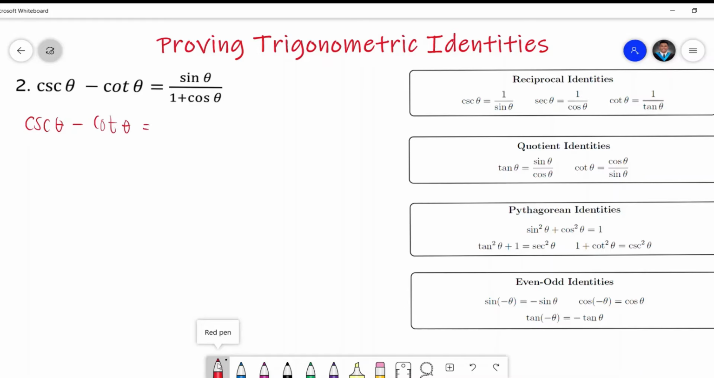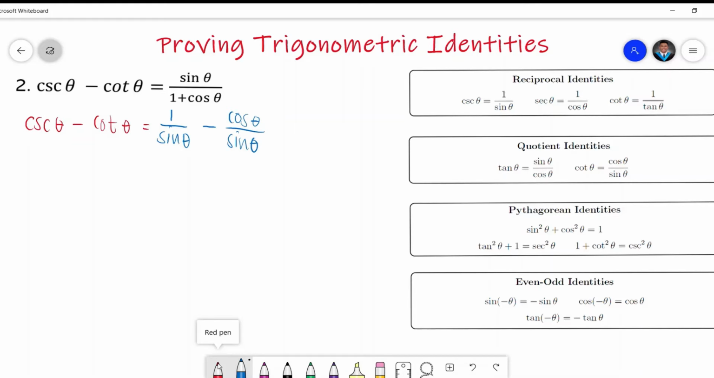Okay? So again, ang rule of thumb natin in simplifying trigonometric expressions is to express each term of the expression in terms of sine and cosine. So to do this, first cosecant theta, gagamitin natin yung reciprocal identity niya, which is equal to 1 over sine theta. And for cotangent naman, we are going to use the quotient identity of this one, which is equal to cosine theta over sine theta.